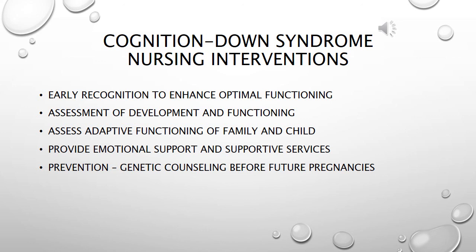Understanding that at a year old, usually a person without any congenital anomalies or congenital defects can walk by a year of age, but with Down syndrome, there's no indication that they'll meet that milestone. So just help them, recognizing that their timetable is different from a patient that has no history of any kind of defects. Assess for adaptive functioning of the family and child.